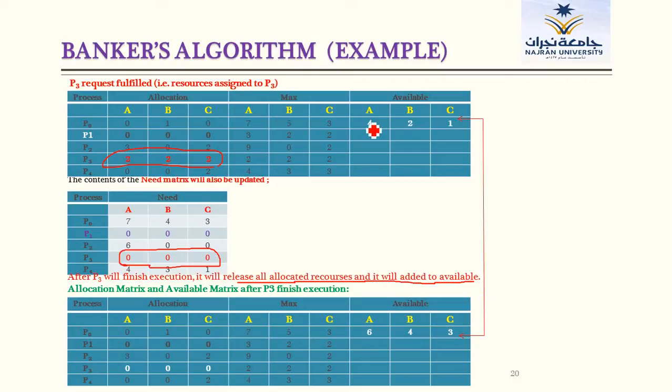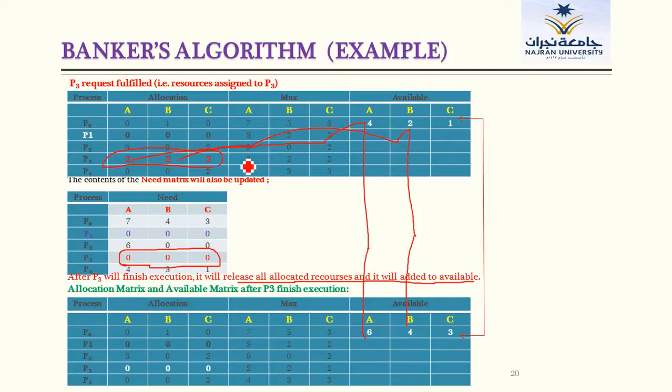This is the previous state: available A is 4, B is 2 and C is 1. Now he will release the resources and they will be added to the available. He has 2 instances of A, which will be added to the 4 instances of A in available. So 2 plus 4 becomes 6. Now the current status after P3 finishes execution: available A is 6, and 2 plus 2 for B is 4.